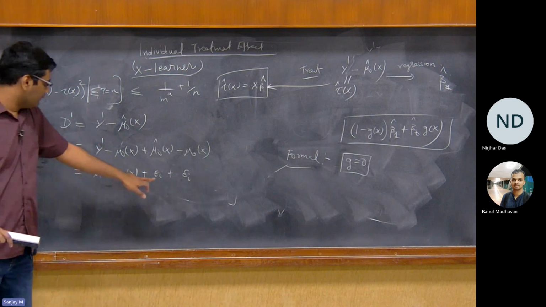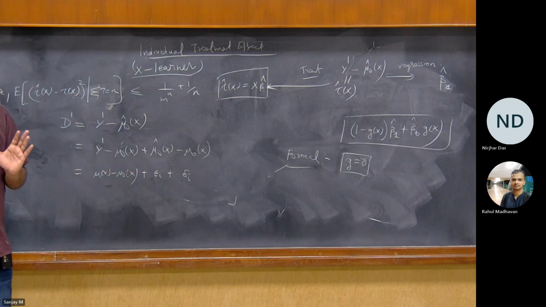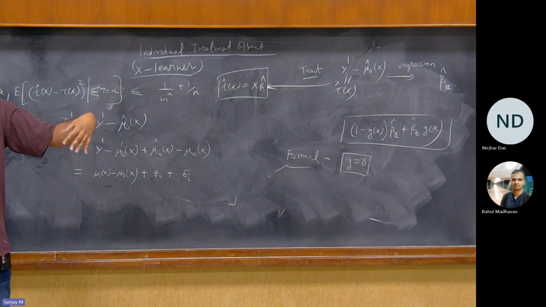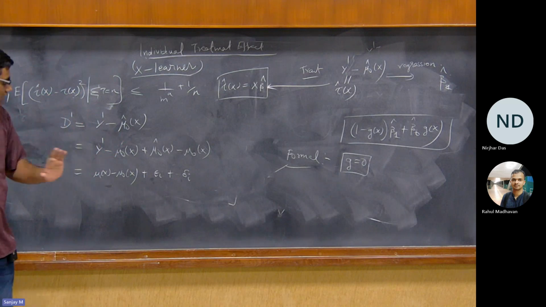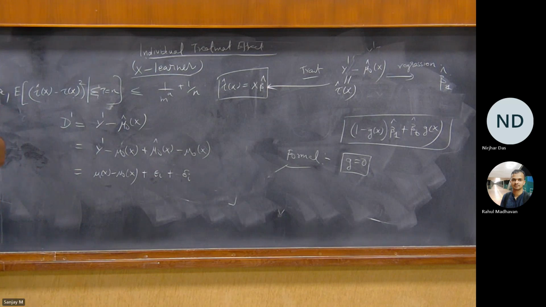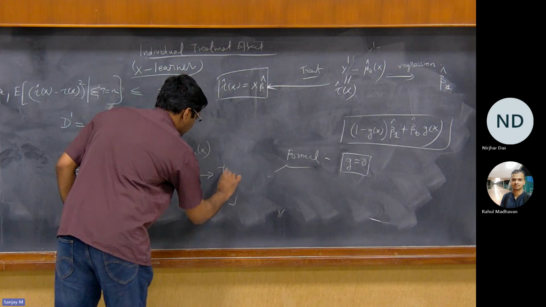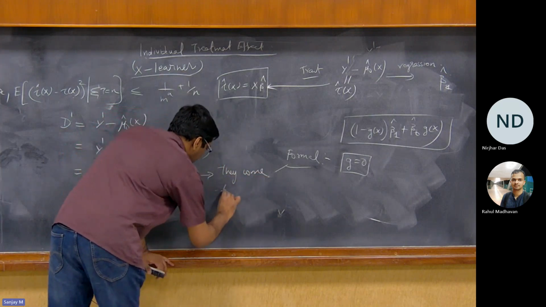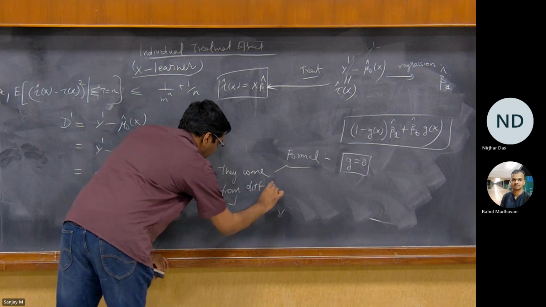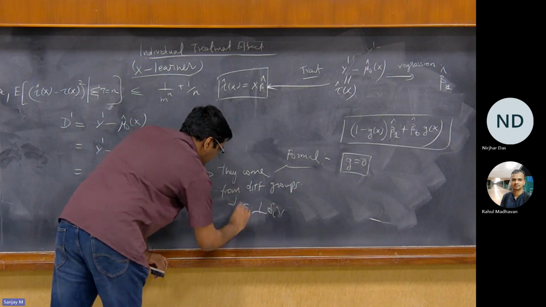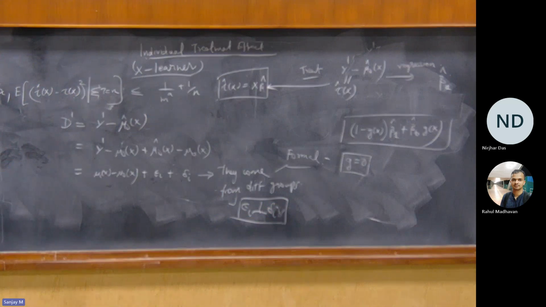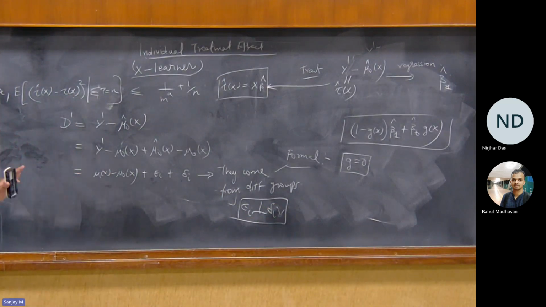But the crucial part is that epsilon I and delta I are independent. Why is that? They are coming from two different groups. Just because you separated the groups, the noise won't depend on anything. You did some regression, so you got some regression noise. Epsilon I is the true noise, but it is from a different group. So because they come from different groups, epsilon I is independent of delta I. That's the main point. From here, everything follows.